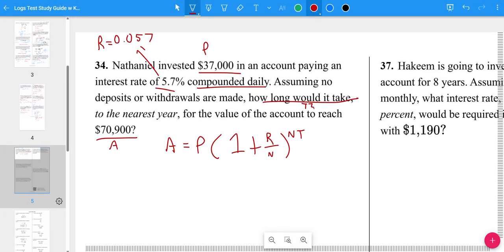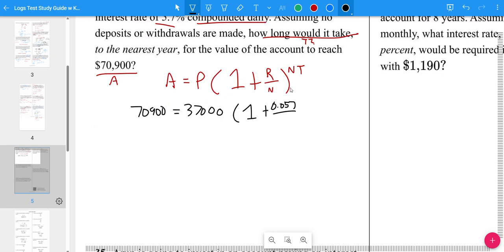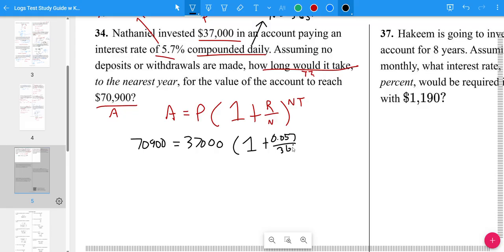Sorry about that. Then I'm going to have 900,37,001 plus 0.057 over, compounded daily. I forgot to write this out here, it would be n equals 365. How many times does it happen in a year? So 365. And we don't know t, so 365t. And then I'm going to divide on both sides by this.